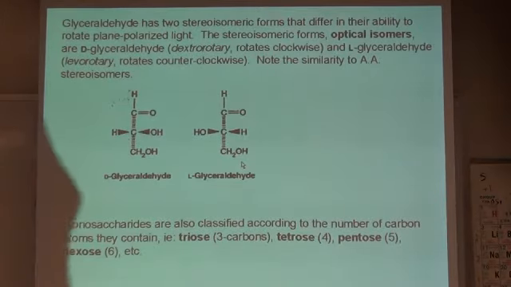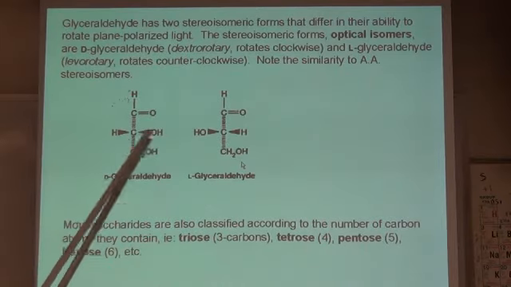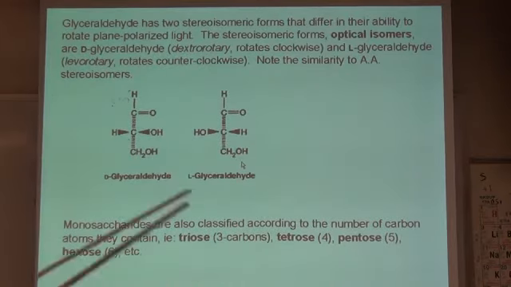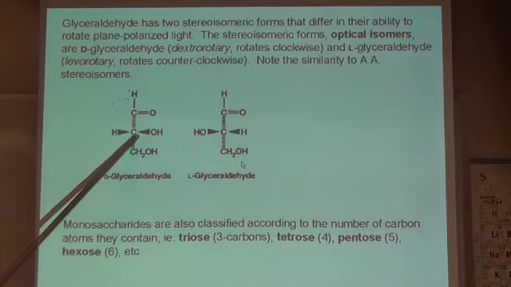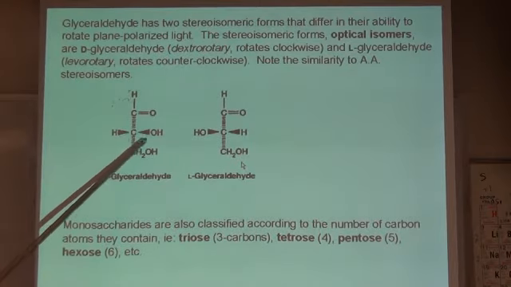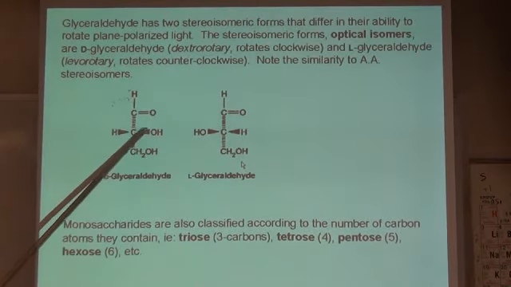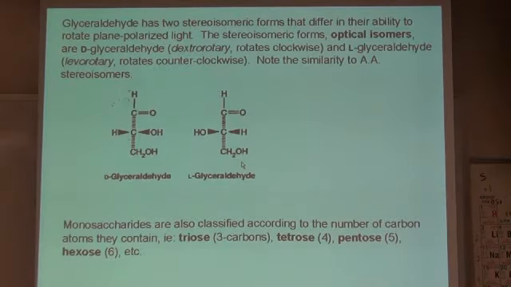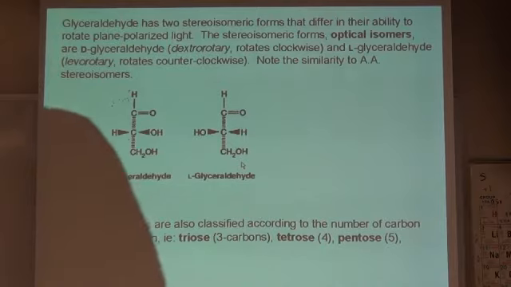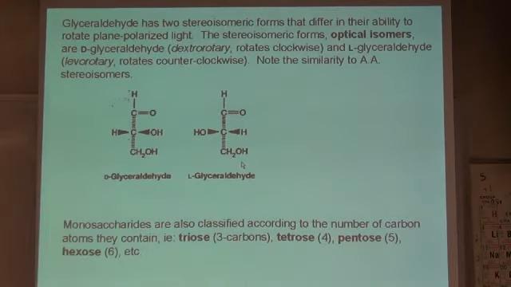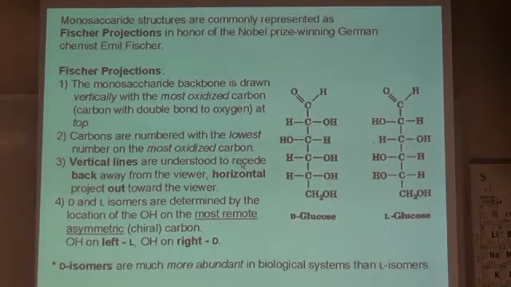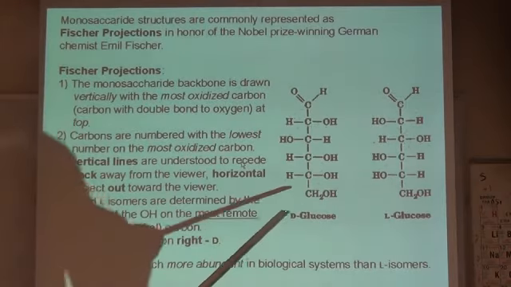This is a stereo view. Remember we said that the vertical lines are understood to go back, that's why they're dashed, and the horizontal bonds are understood to come out. Again, this is just a concept within the Fischer projection. We're going to draw them pretty much like you just saw with the straight lines. These are predominantly how you're going to see your Fischer projections.